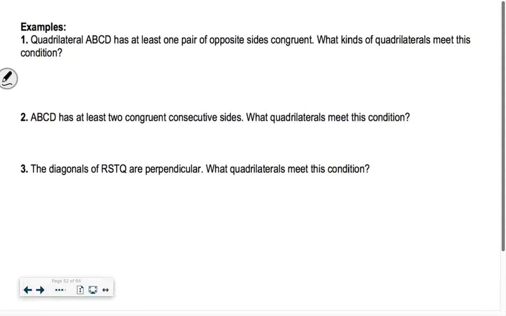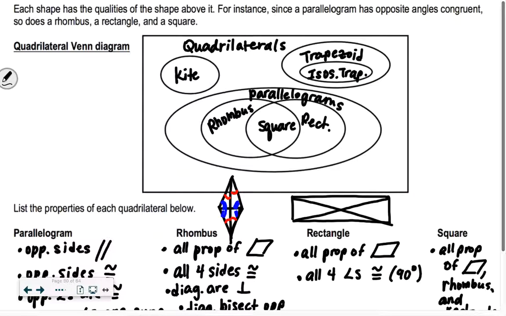All right, so here goes. Quadrilateral ABCD has at least one pair of opposite sides congruent. What kinds of quadrilaterals meet this condition? So at least one pair of opposite sides congruent. So let's go through our Venn diagram.